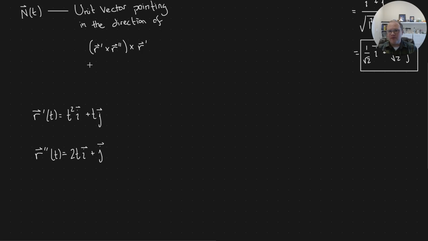And now to find a vector pointing in the direction I want, I'm going to take the cross product of r prime and r double prime. And then when I'm done with that, I'll take the cross product of that result with r prime. It's important that you get the order right here. You can't just move these around and take the cross product willy-nilly. You've got to be real careful how you do this.